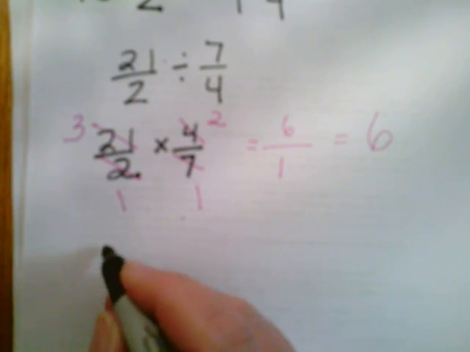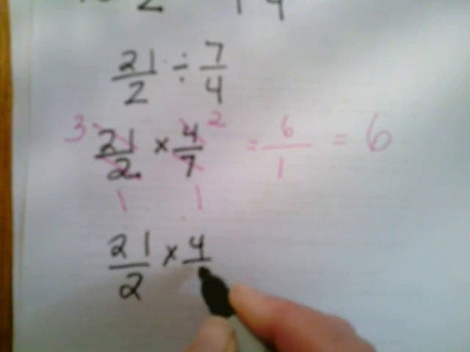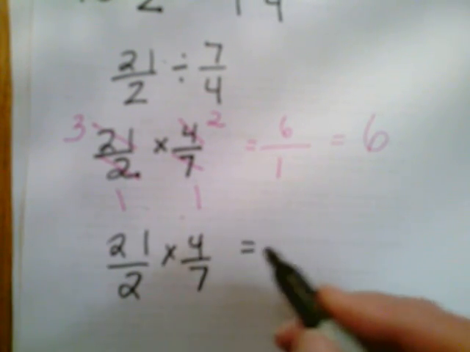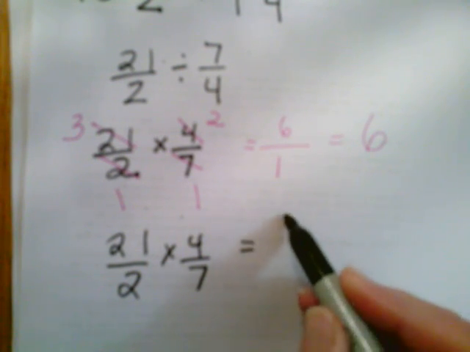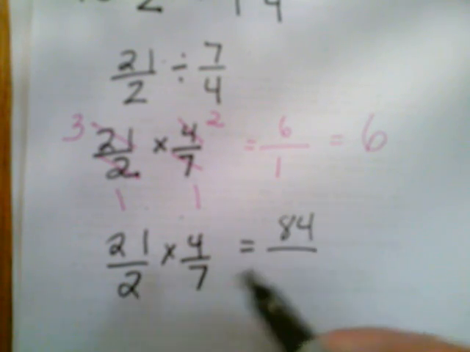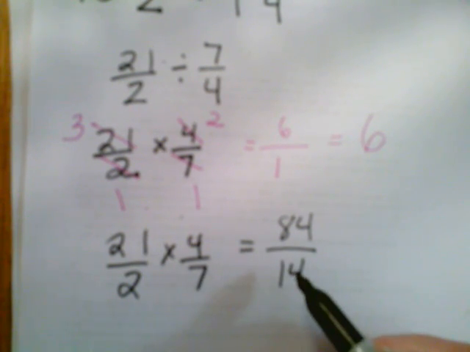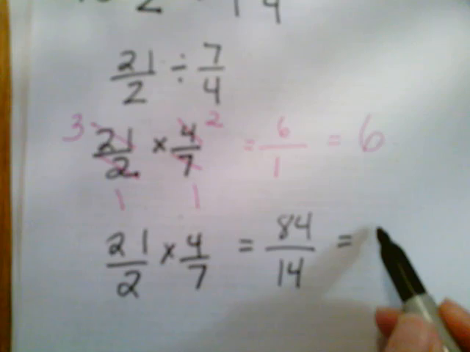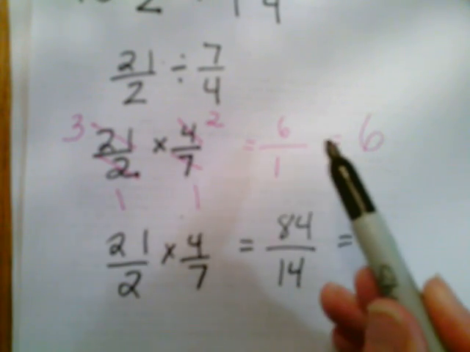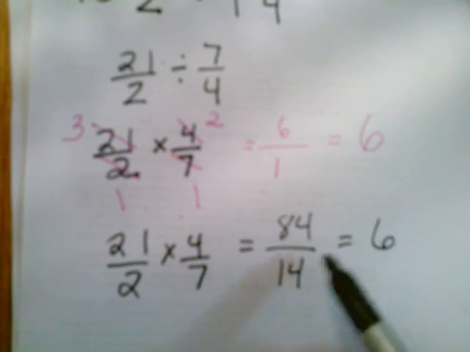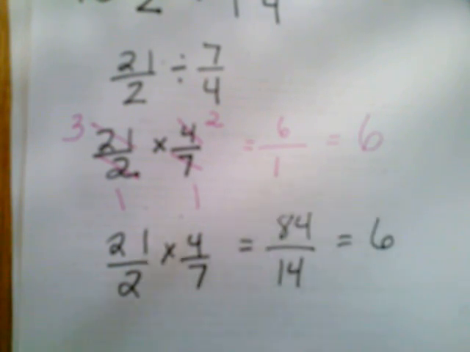Now if I want to do it the long way, I can say 21 times 4 is 84, and 2 times 7 is 14. 14 goes into 84 6 times. But you can see that this way is much easier, that you're not working with as big numbers as this, and you have less chance of an error.